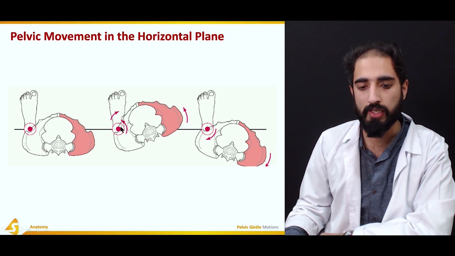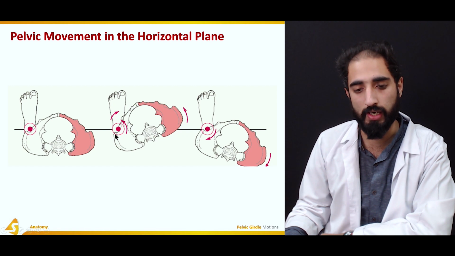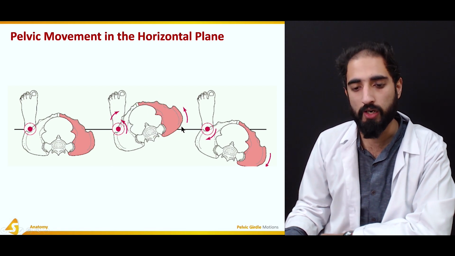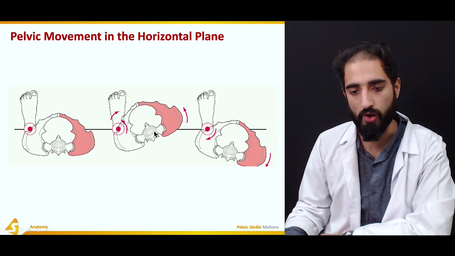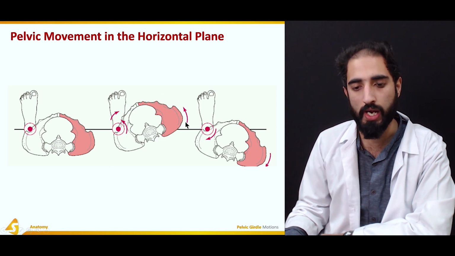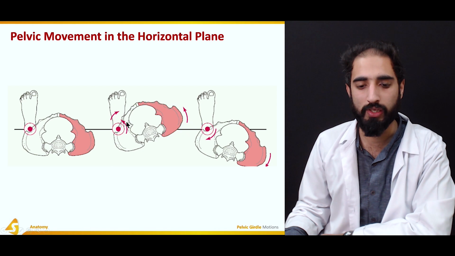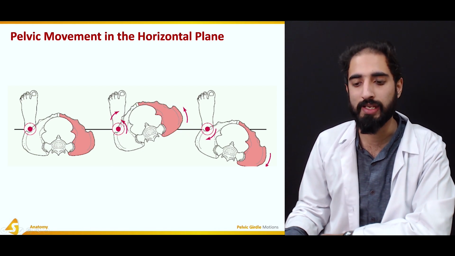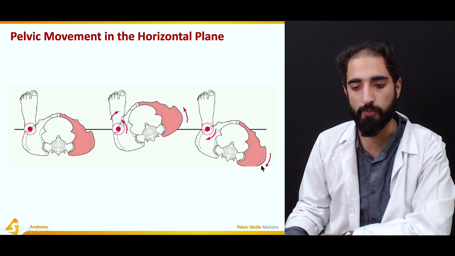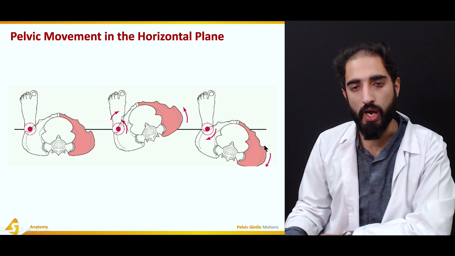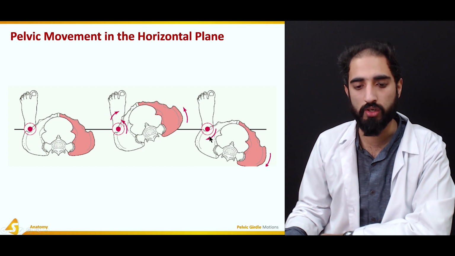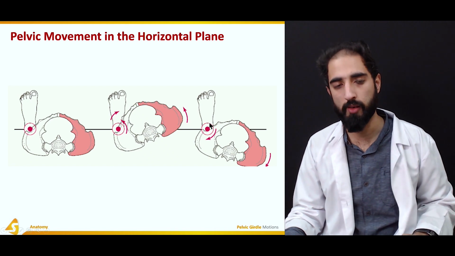And if we take a look at the hip joint, there's also a movement occurring at the hip joint. When there's anterior movement of the pelvis, or the anterior movement of the right innominate bone, there's internal rotation at the contralateral hip. And when there is posterior movement of, let's suppose, the right side of the innominate bone, there is external rotation on the contralateral hip joint.